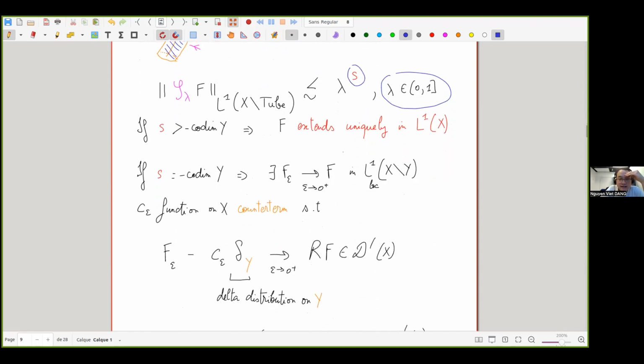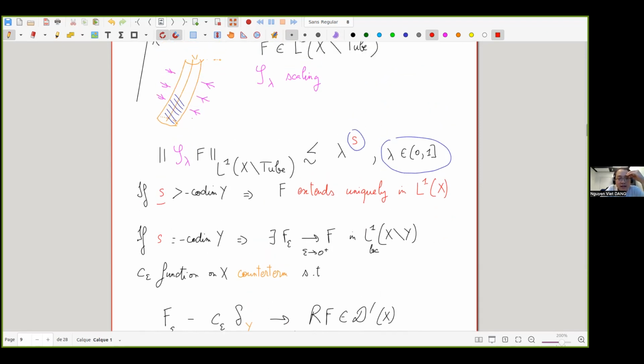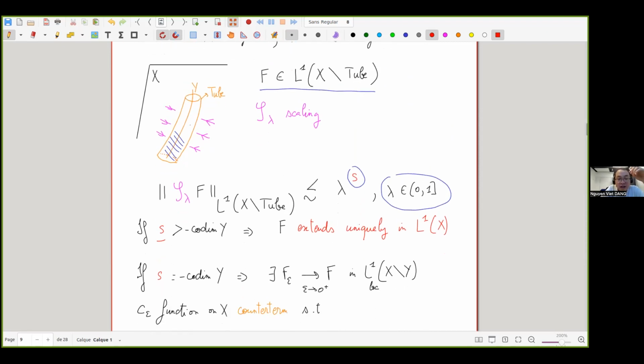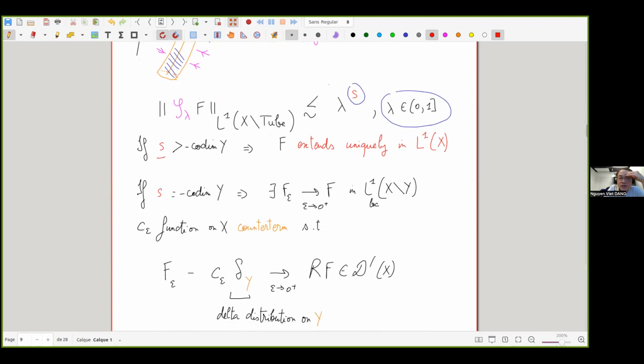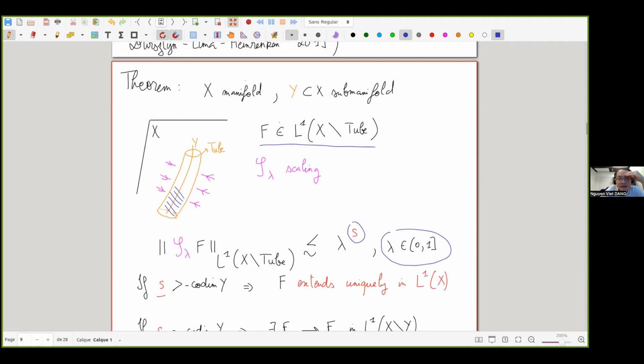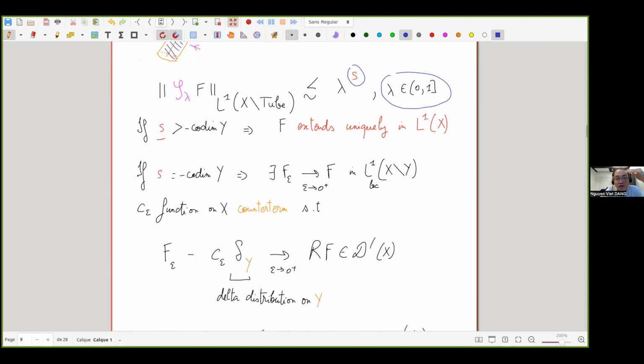So I have two cases. Either the singularity exponent S is greater than minus the codimension of Y. You see you have your Y submanifold, it has a codimension. If the singularity exponent is greater than minus the codimension, then your F, which was a function well defined in the complement of Y, in fact extends uniquely as an L1 function on the whole space. In fact, it's integrable on the whole space.